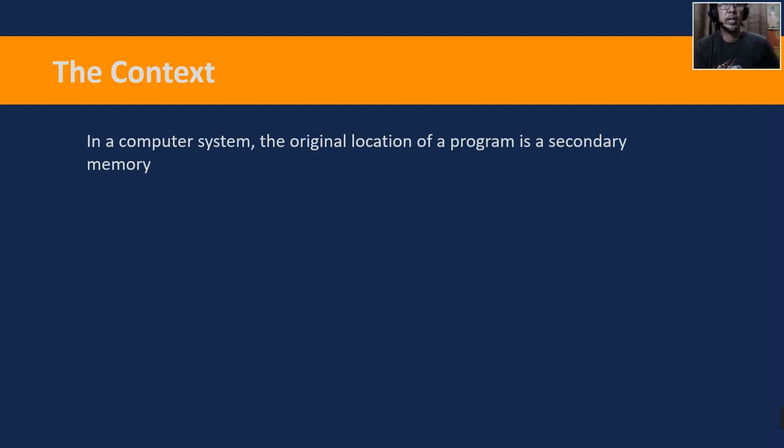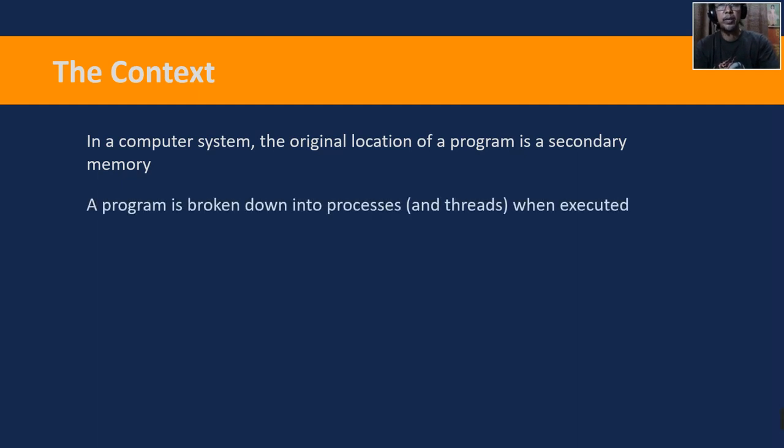Okay, for context, if you're going to put these things into a context, in a computer system, the original location of a program is the secondary memory. So normally that's where you save your program that you want to run. You put it in the hard disk, or probably in a USB, or probably somewhere in the cloud and then you save it in the hard disk before you can run it. So it's basically in the secondary memory. Or if it's in the cloud, it's still somewhere there in the secondary memory of some hard disk where it's saved.